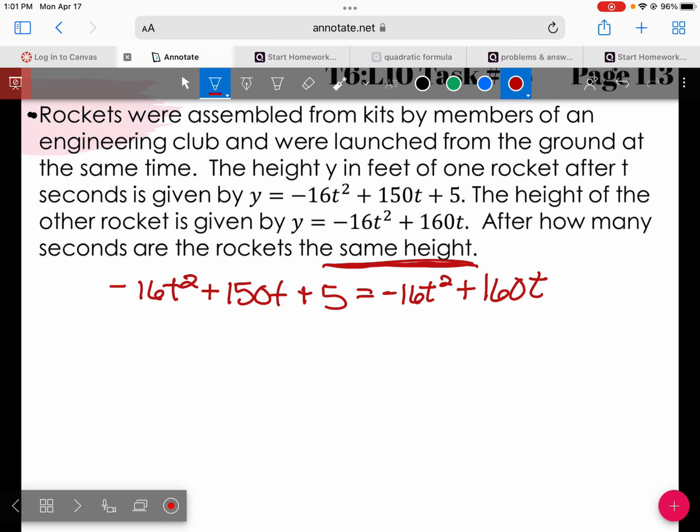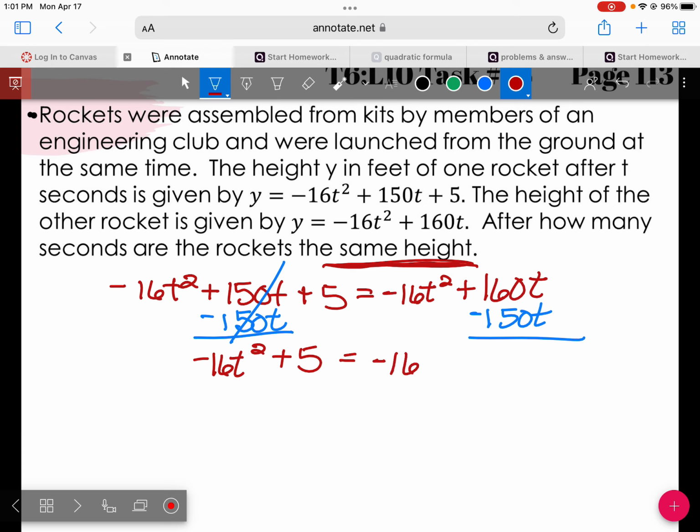All right, so let's combine some like terms here. What would you do to try to solve for t in this problem? Drop 150 both sides. Okay, we can do that. We can start there. Subtract 150t from both sides. That gets rid of it from this side, and I have negative 16t squared plus 5 equals negative 16t squared plus 160t minus 150t is 10t. Okay, now what?